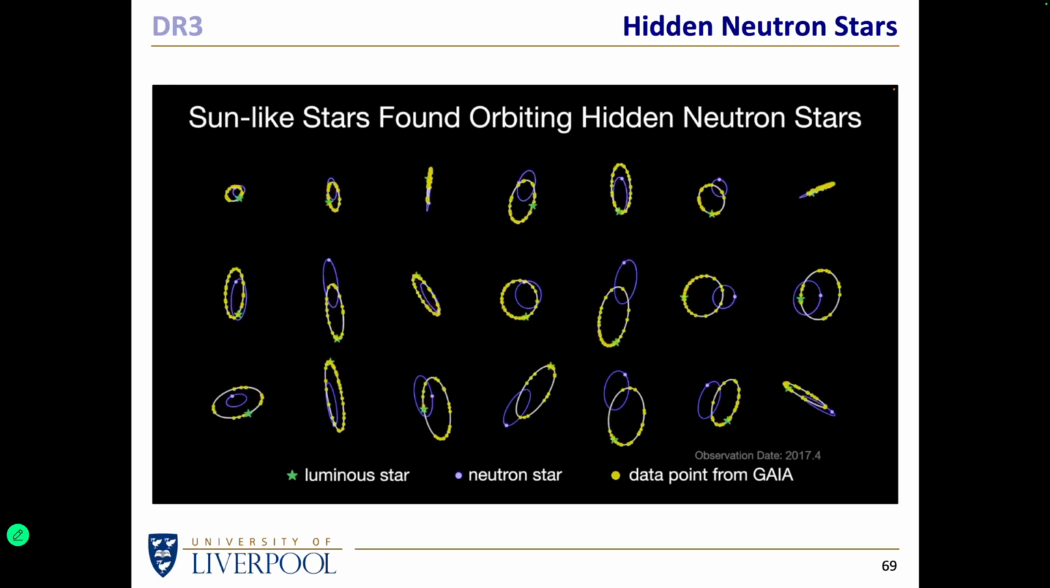And again, the astrophysicists have to do a little bit of thinking to try and understand how you can make a neutron star and leave a sun-like star behind as a companion. Surely when you make a neutron star, don't you have a supernova? Doesn't it blast everything away? Apparently not. Again, we have to rethink some of what we think we understand about stellar evolution.